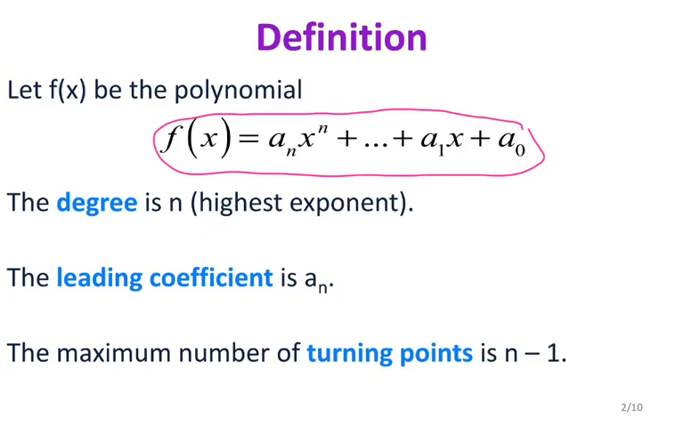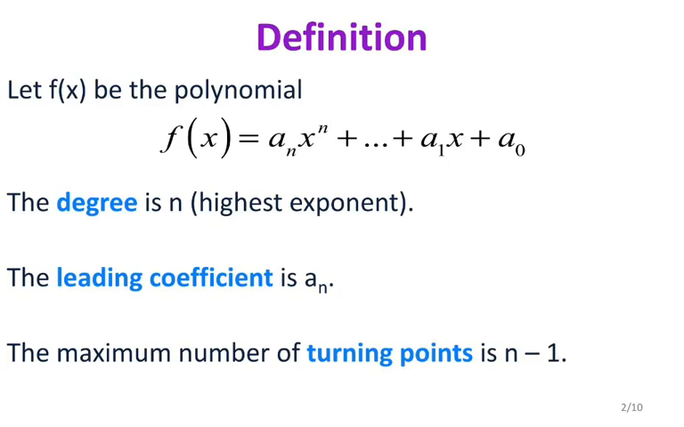But you do need to know these three things: degree, leading coefficient, and number of turning points. So your degree is n, which is also the highest exponent. Leading coefficient is the number in front of the variable with the highest exponent. And the maximum number of turning points is going to be your n minus 1, or your degree minus 1. Maximum number of turning points will tell you how many times your graph turns. So in this case, I have a turning point right here and a turning point right there.